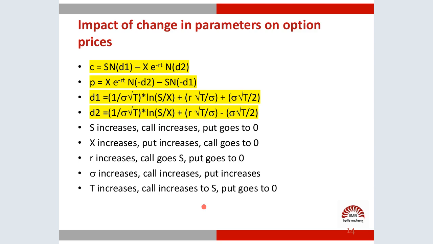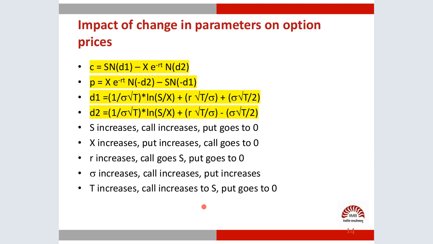How? So look at the first term. What is the first term in D1? There is a 1 by sigma. Sigma goes to infinity, which means 1 by sigma goes to 0. So the first term does not contribute. The second term is R root T divided by sigma. Again, as sigma goes to infinity, 1 by sigma goes to 0. So the second term goes to 0.